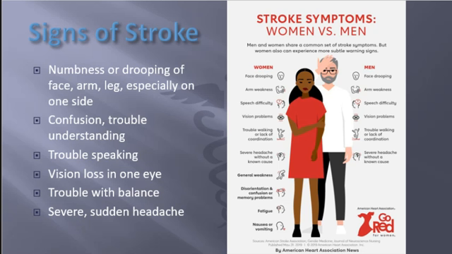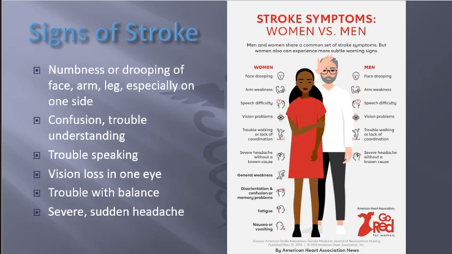So if you know someone, the signs of stroke are these: numbness or drooping of the face, arm, leg, especially only on one side. We're going to see in a minute how the brain is divided into two hemispheres. The right side controls the left side of the body, and the left side controls the right side of the body. And typically if I have a clot, it's going to be on one side, and when that happens, the opposite side of my body will have these effects. Okay? So the numbness, drooping face, arm, leg on one side.